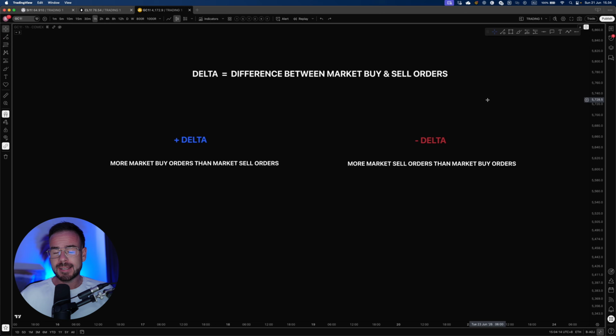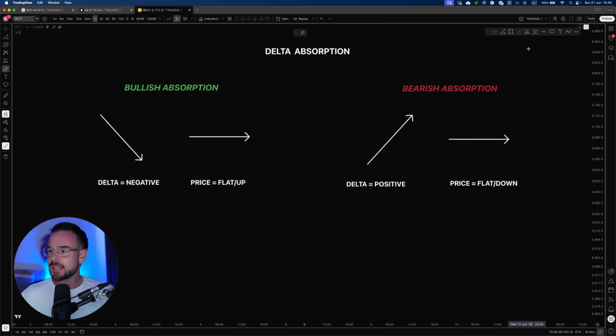And quite often it is actually quite the opposite. And we're going to look at that right now. The concept we need to understand is called absorption. We can have bullish and bearish absorption, and this can be used to add confluence to our trade ideas.